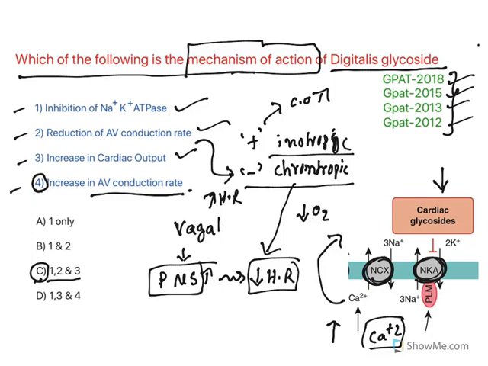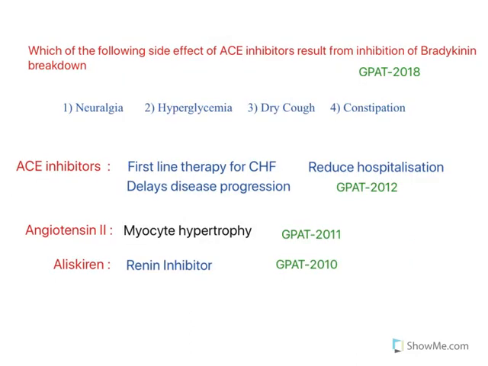As I told you so many times, there are different types of questions based on digitalis glycosides. In one of the examinations, this was given. The mechanism of action is positive inotropy, negative chronotropy. Moving further. Now, all these questions are based on ACE inhibitors.